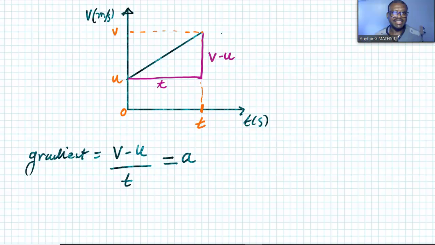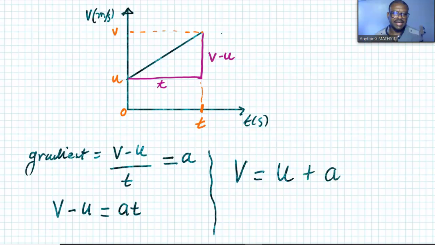By means of cross multiplication or any technique that is convenient to you, we can say v minus u should be equal to at. And making v the subject of the formula, we then have v equals u plus at. This is one of the most fundamental equations. What does it tell you? It says we can express the final velocity in terms of the initial velocity plus the product of the acceleration and time. So if we are given this information, then we can easily find the final velocity.